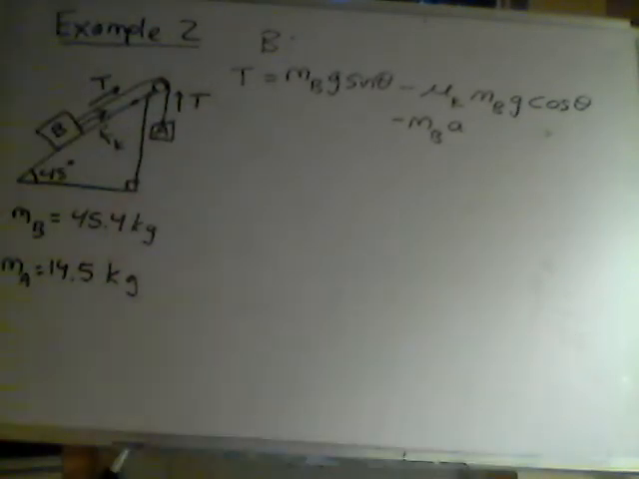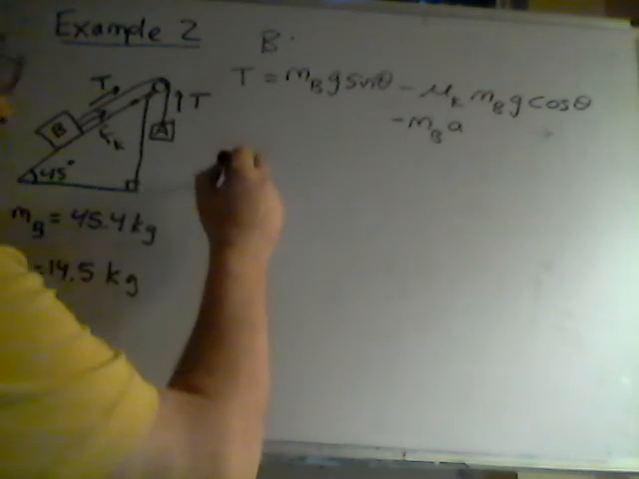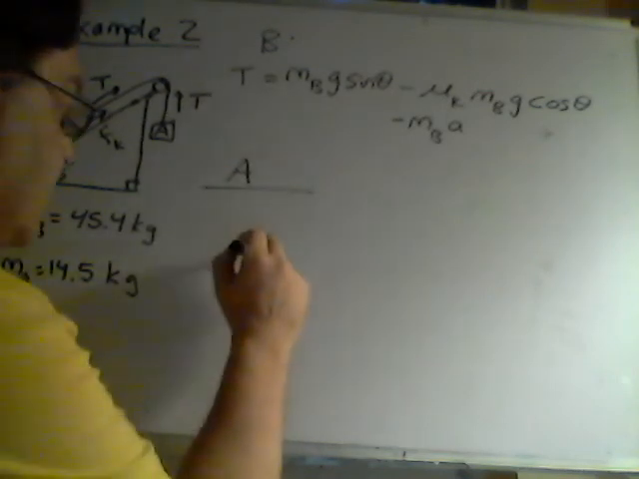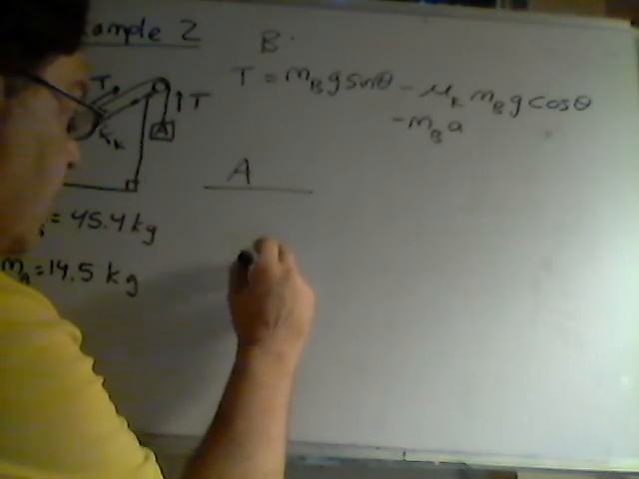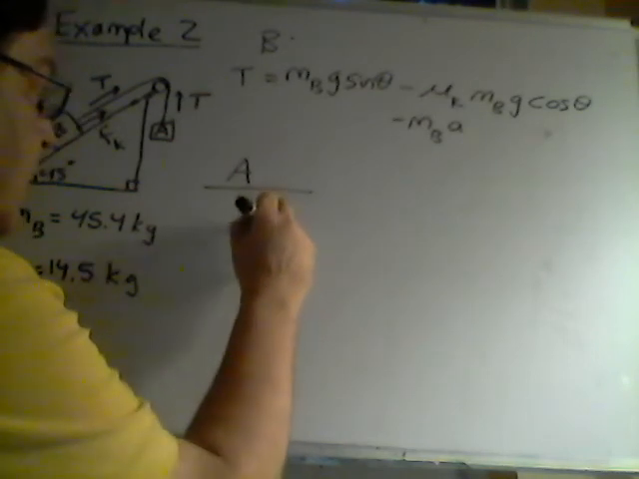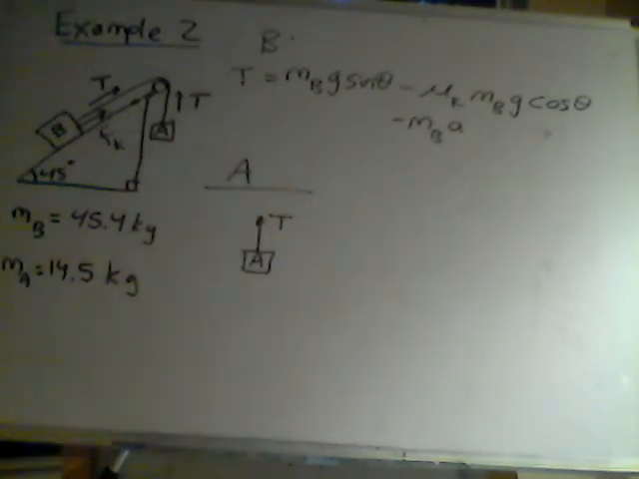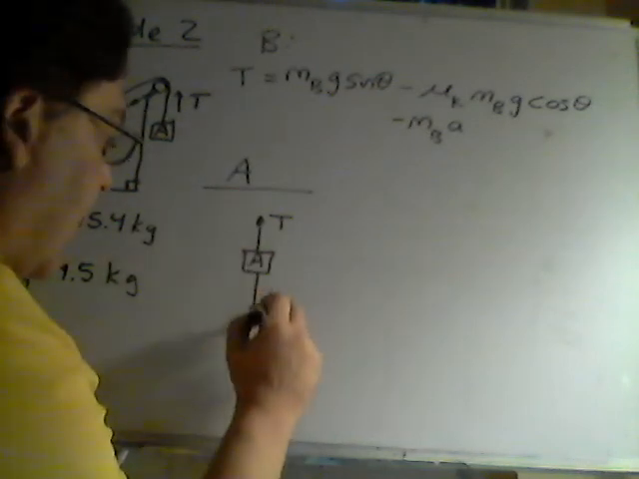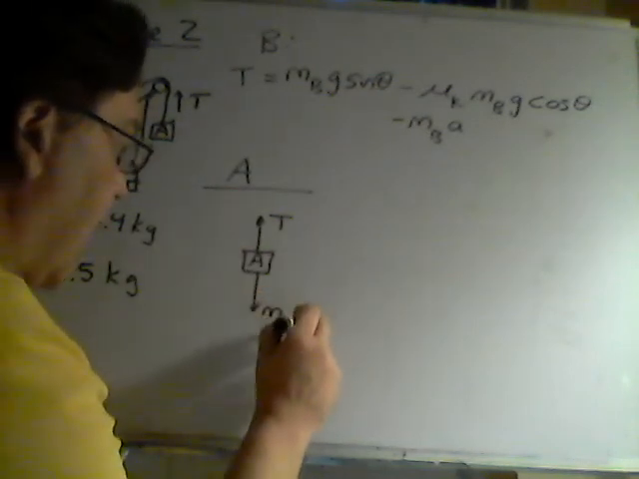And now I have the block A equation. So again, I've got to do a free body diagram for block A. And block A is pretty simple. There's only motion in the y direction. So tension is up. The same tension, again, on both sides of the pulley because the pulley is massless and frictionless. And of course, block A has a weight, m sub a g.